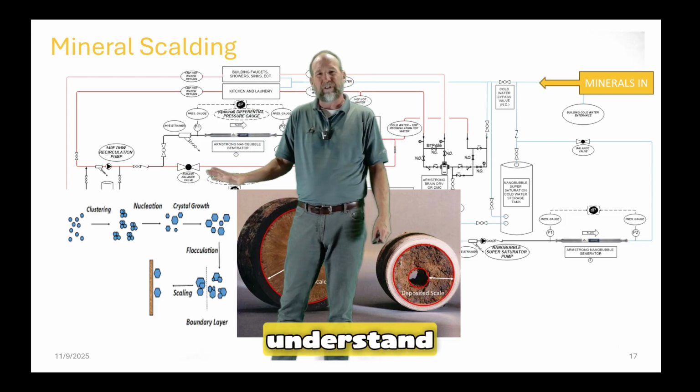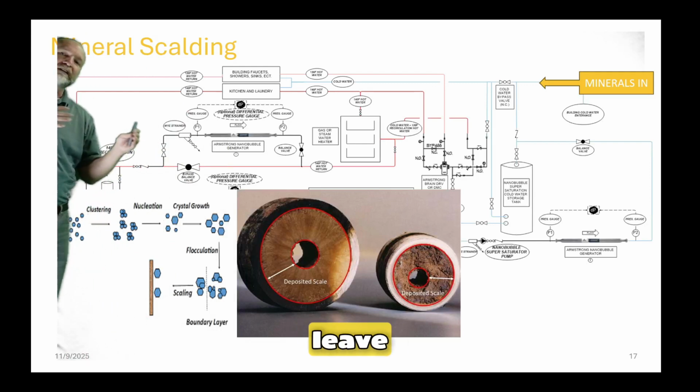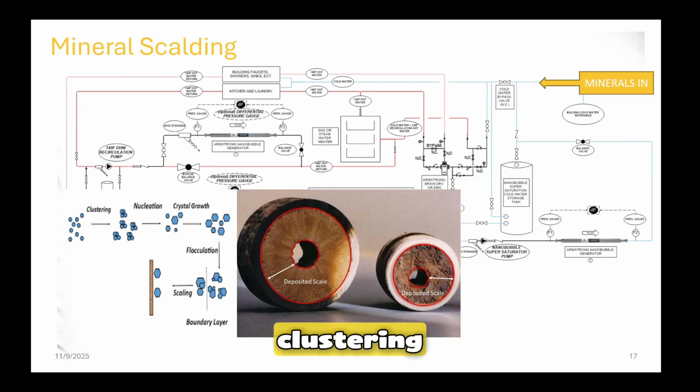It's not super important that you understand it, but what's important is that the minerals go through a change and they leave the solution. So you've got clustering, which is where the dissolved calcium and carbonate ions begin to group together in the supersaturated water. Then you have nucleation, which is where small, stable seed crystals form from these little clusters. That's kind of the starting point of the limescale. Then you have crystal growth, where crystals attract more ions and grow larger as the mineral concentration stays high. Then you have flocculation, where individual crystals collide and stick together, forming larger aggregates.